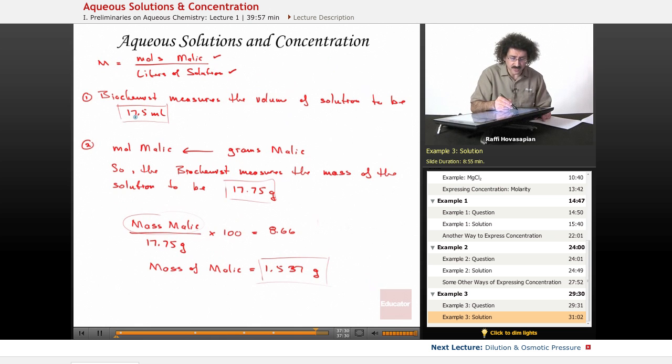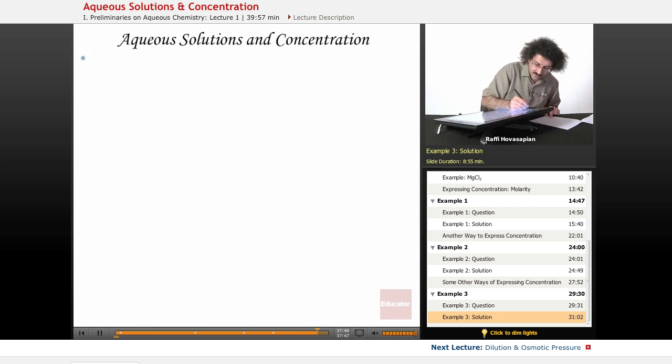I have my liters of solution, 17.5 mL. Now I just make sure that the units are appropriate. I'm sorry, moles of malic acid. This is my mass of malic acid. I still have to do the conversion to moles. So let's do that.